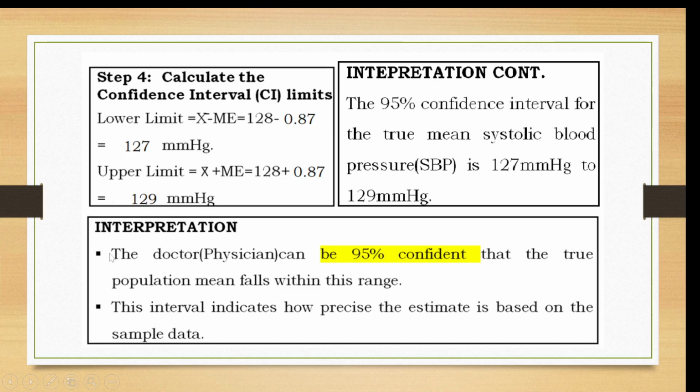Interpretation. The physician can be 95% confident that the true population mean falls within the range. This interval indicates how precise the estimate is based on the sample data. The 95% confidence interval for the true mean systolic blood pressure is 127 to 129. You can realize here that 128 falls between 127 and 129.